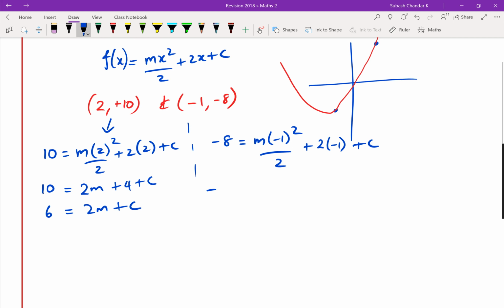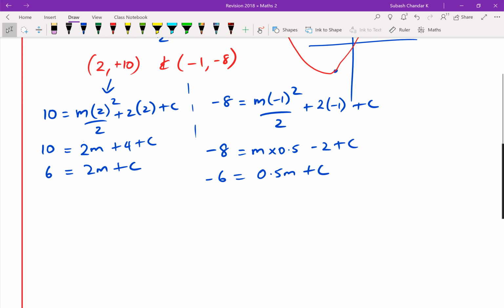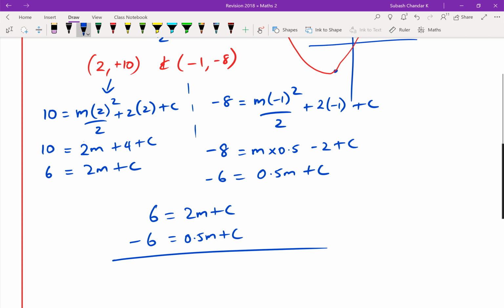Now for the second point, you've got negative 8 equals m. Negative 1 to the power of 2 is positive 1. So that's going to be 0.5m minus 2 plus c. Negative 2 plus becomes plus 2, becomes negative 6 plus c. So what I've got here is a set of simultaneous equations. So 6 equals 2m plus c. Negative 6 equals 0.5m plus c.